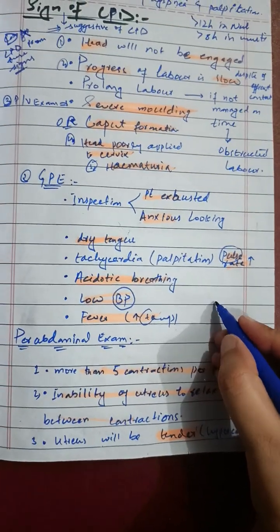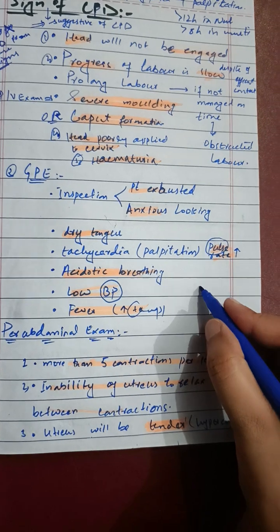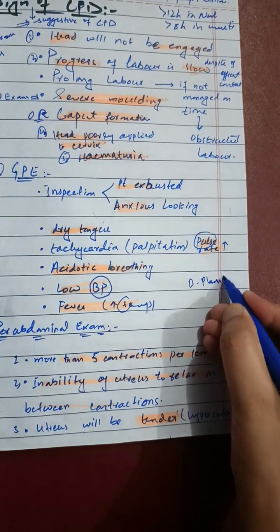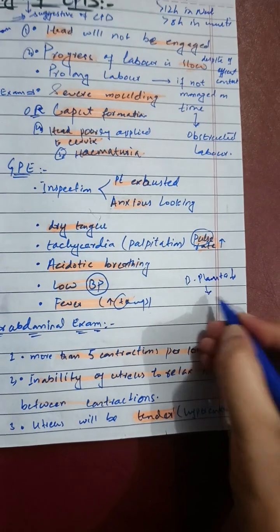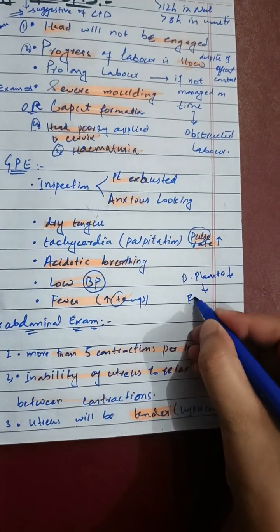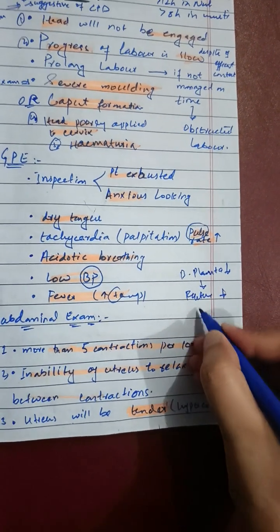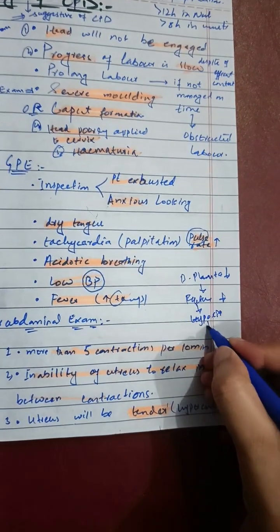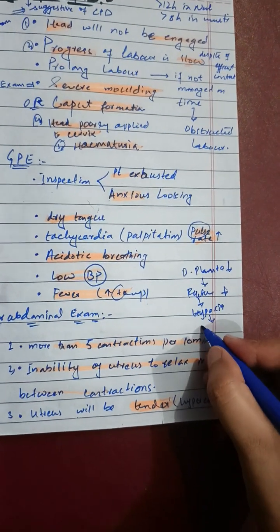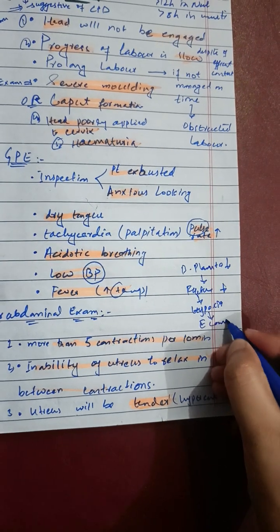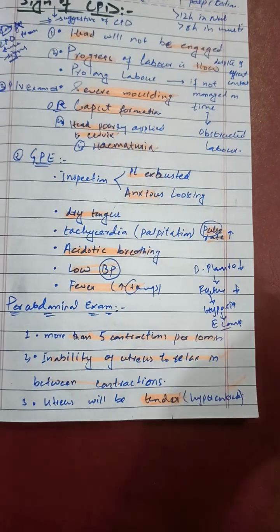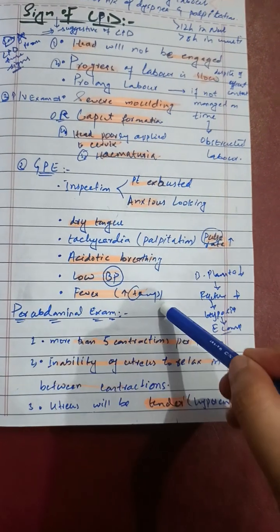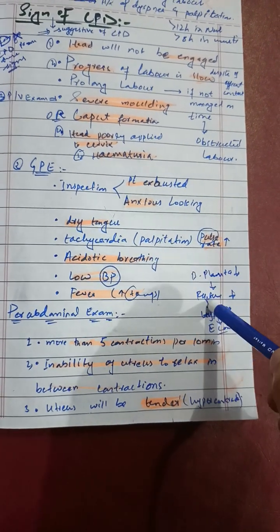We know that during contraction of the uterus, the blood supply to the placenta decreases, due to which the blood supply to the fetus decreases, and fetal hypoxia occurs. This fetal hypoxia and decreased blood supply is called fetal compromise. So if the uterus is unable to relax between contractions and there are more than 5 contractions, it can lead to fetal compromise.